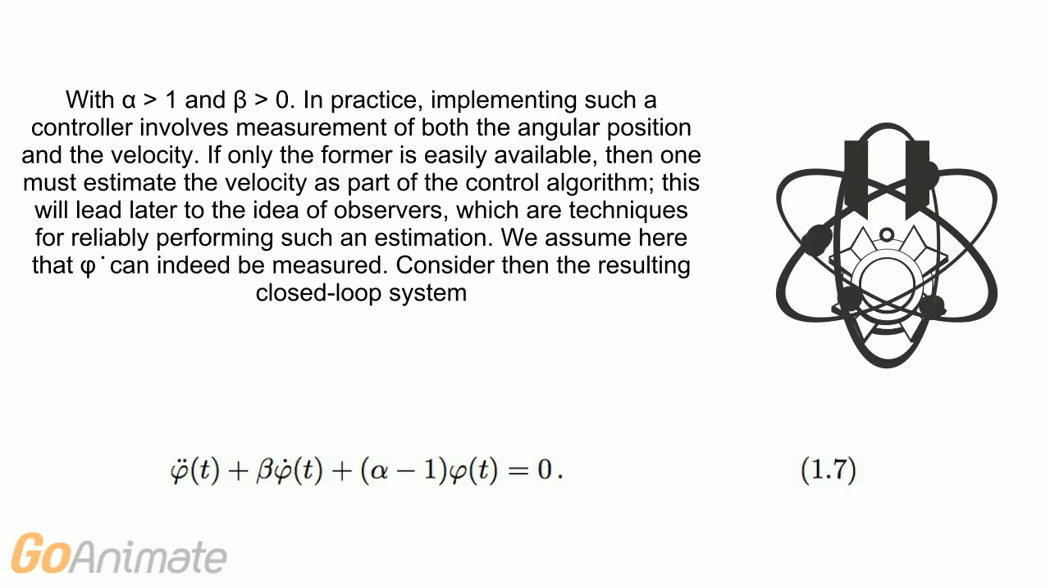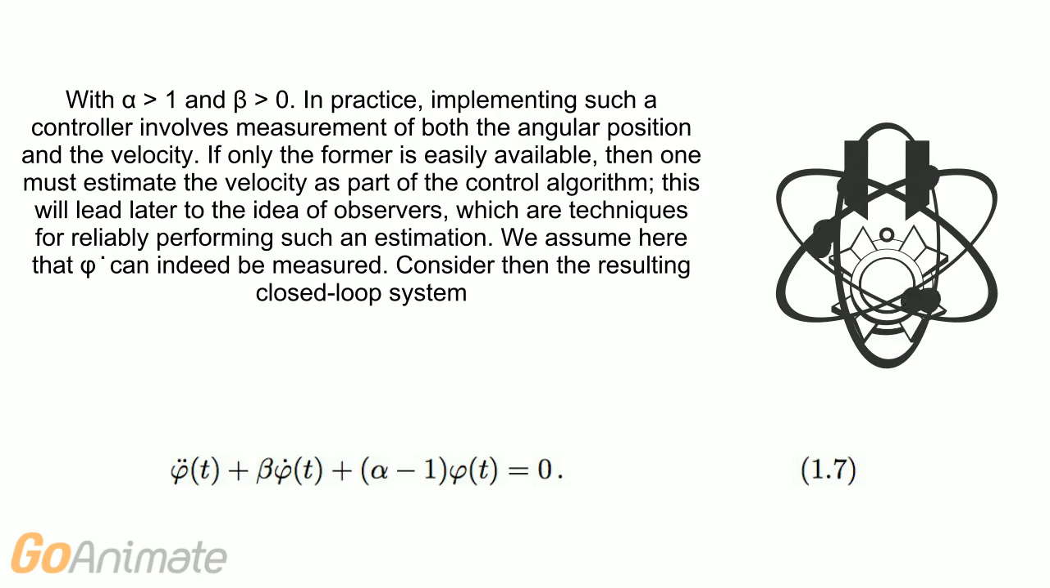In practice, implementing such a controller involves measurement of both the angular position and the velocity. If only the former is easily available, then one must estimate the velocity as part of the control algorithm. This will lead later to the idea of observers, which are techniques for reliably performing such an estimation. We assume here that phi prime can indeed be measured.